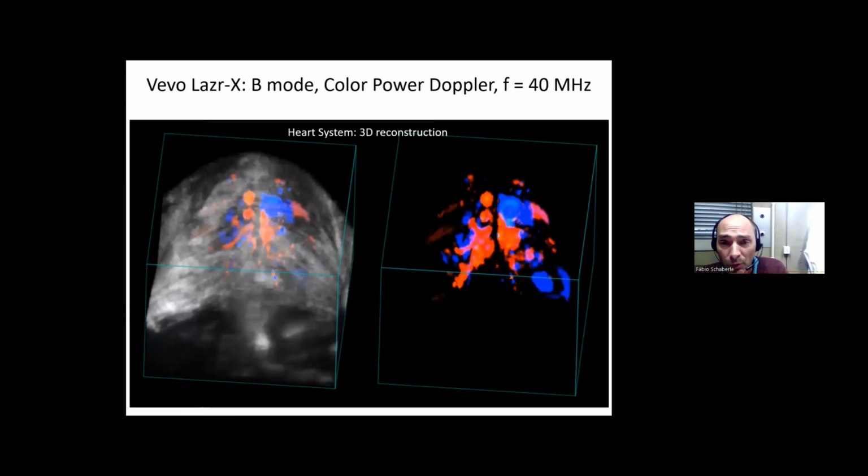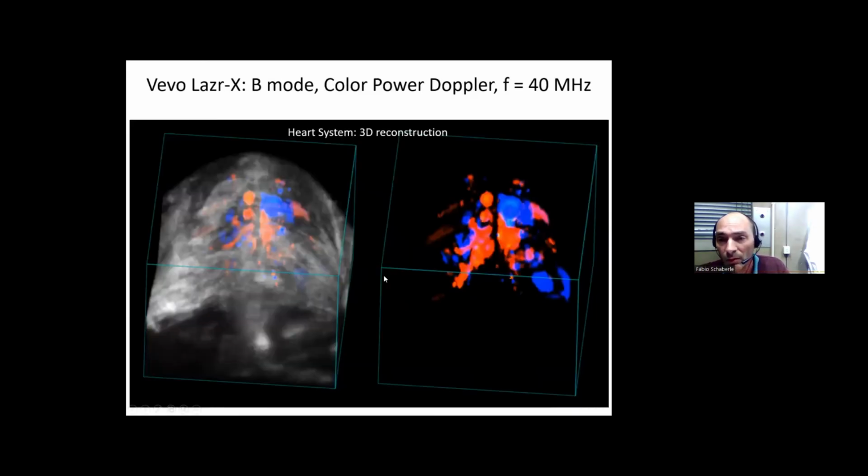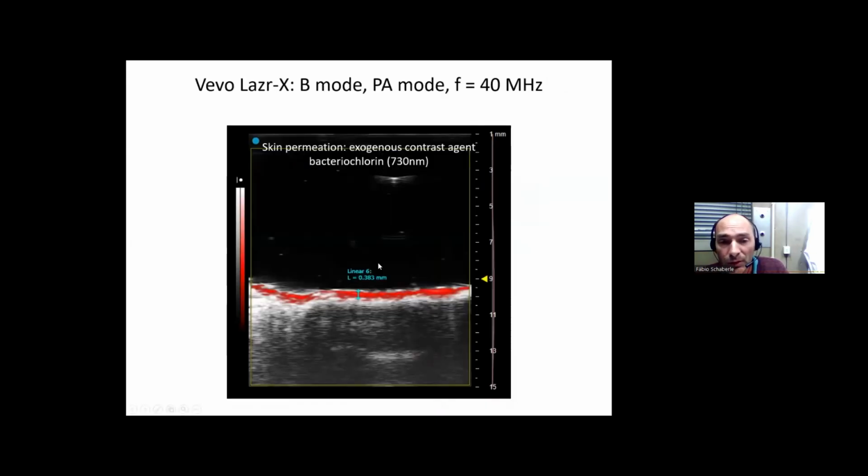This is an example of the Doppler for cardiac studies. This is an example of the Doppler for the kidney. With the Doppler, we see just the flux of the blood, whether it is going forward or toward some place. So in this case, blue and red mean that the blood is flowing from one side to another, okay? This is the kidney, so we are looking at the vascularization of the kidney.